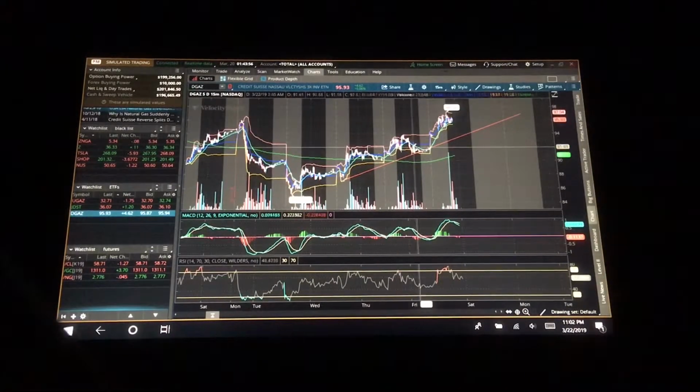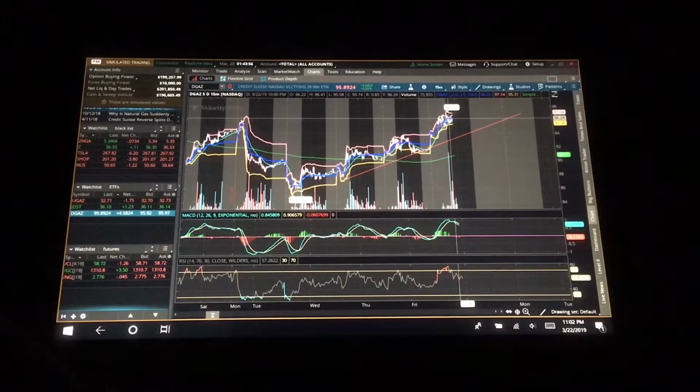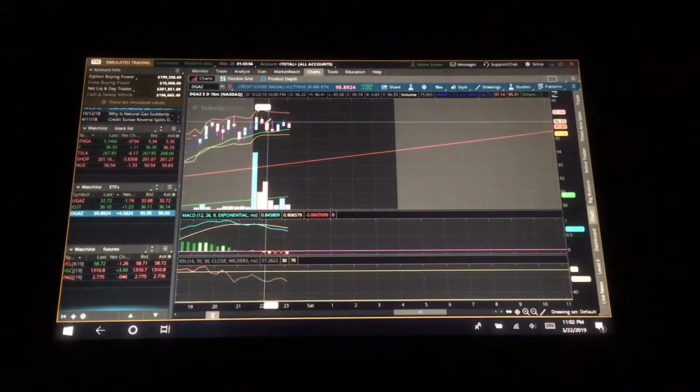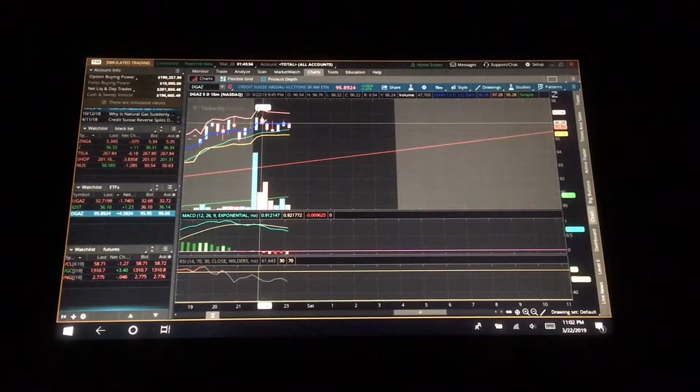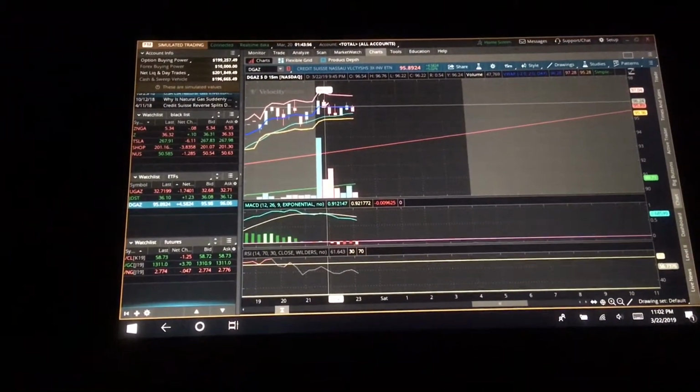And so we bought it here. We went all in on our capital, and then we sold it as soon as the market opened up here for a profit of 1,350. So that's exactly it. That's about it. Not a lot of crazy stuff going on.